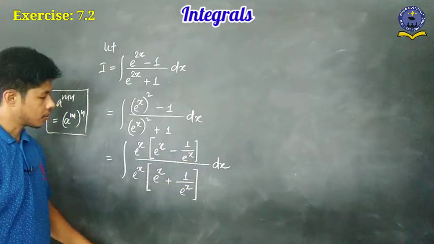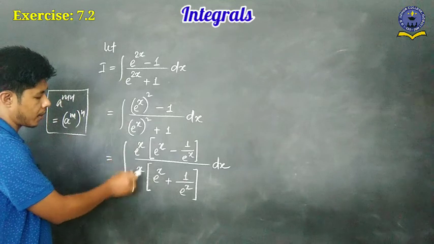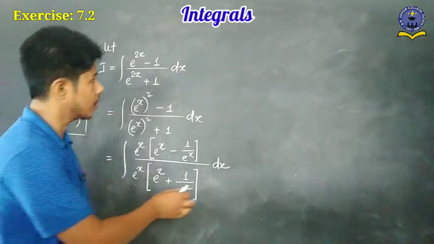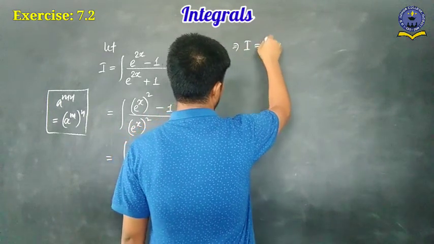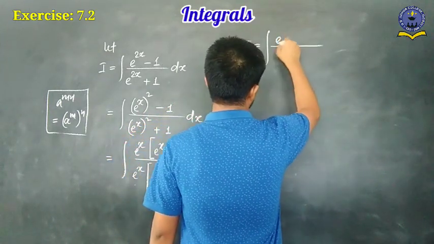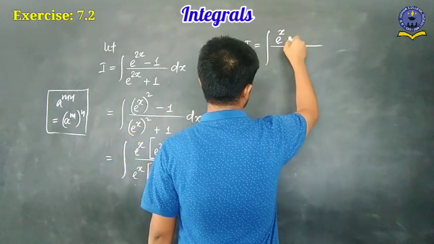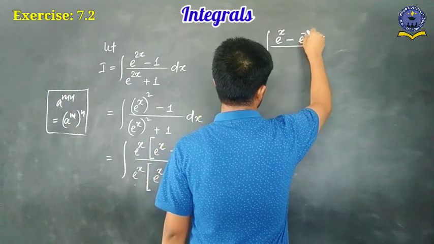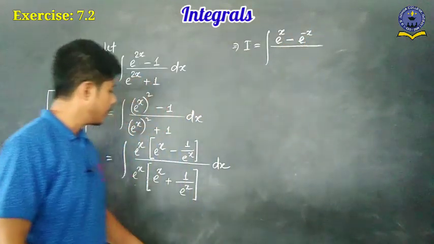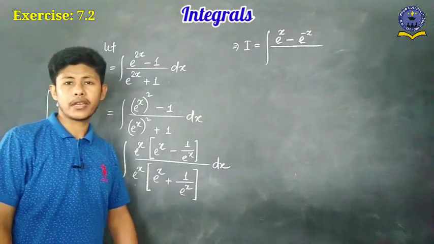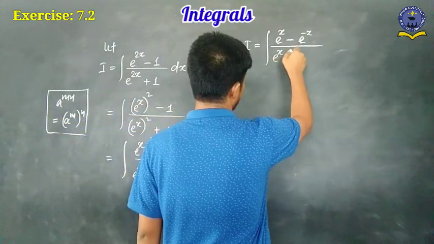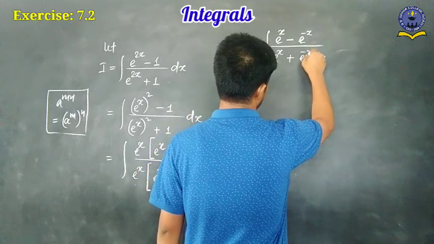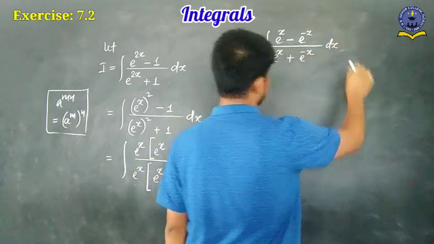Is it clear? So now in this case you see this e to the power x, e to the power x cancel, isn't it? So that's why what we get here, or this implies I equals integration, in the numerator part here remain e to the power x minus e to the power minus x. 1 by e to the power x means what we can write? E to the power minus x we can write, and similarly here this one is e to the power x plus e to the power minus x into dx.